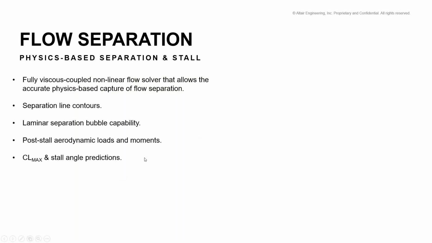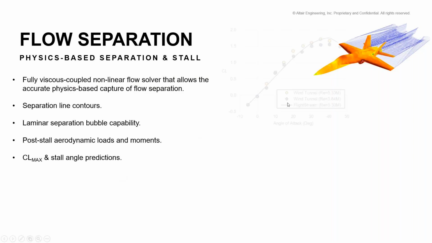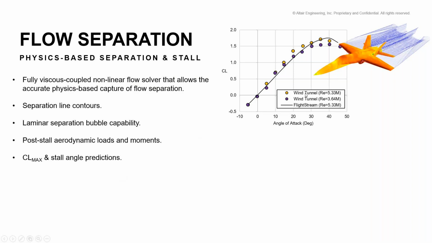So we are talking about CL max and stall angle predictions. This is an F-16 fighter jet, where the separation line contours, post-stall aerodynamic loads and moments are captured very nicely. You can see the comparison with wind tunnel results. Here we are talking about a Reynolds number of 1.533 million, and you can see the FlightStream results giving a fair idea of the capability of the tool for flow separation as well.